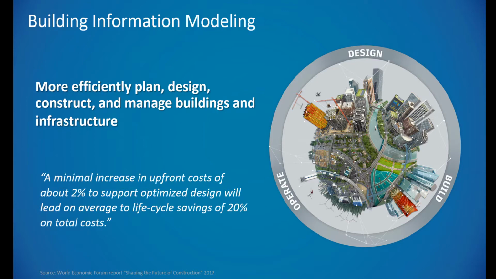So just to define BIM more efficiently, it allows you to plan, design, construct and manage buildings and infrastructure. And the shift to digital processes begins with BIM. So building information modeling is an intelligent 3D model-based process that equips architects, engineers and construction professionals with the insight and the tools to more efficiently plan, design, construct and manage buildings and infrastructure.